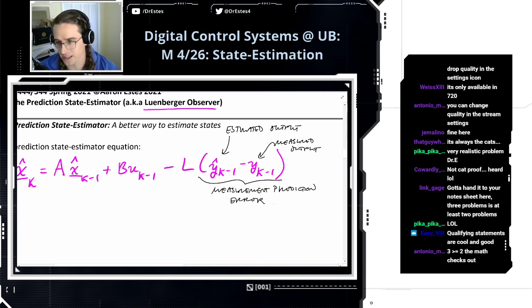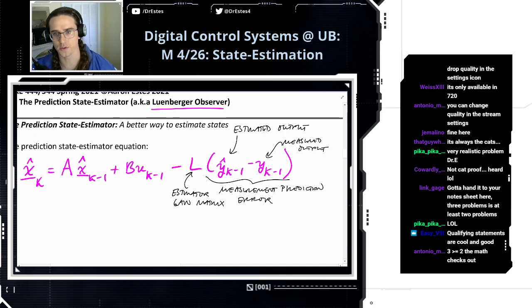With estimators, you're playing a guessing game. You're like, this is what I think my output should be. But if it's a little bit off, you have some error. And then you try to update it so that you're always getting closer. Okay, and then this L is the estimator gain matrix.